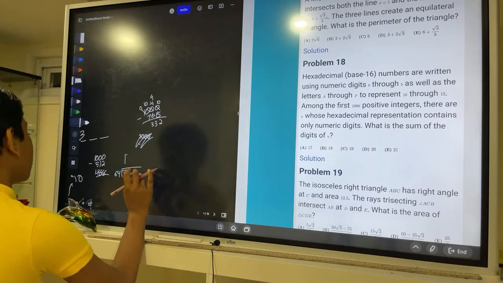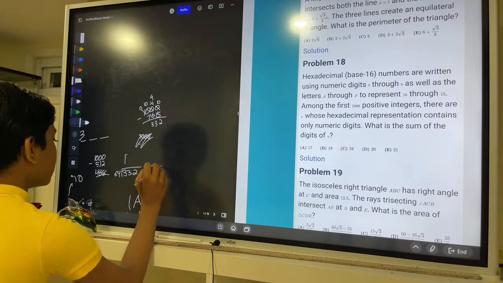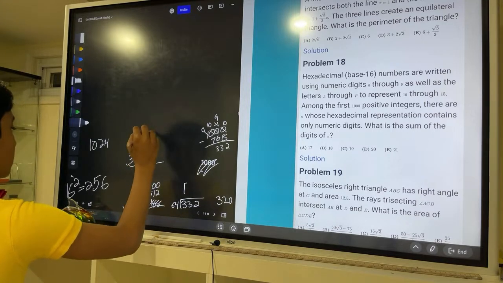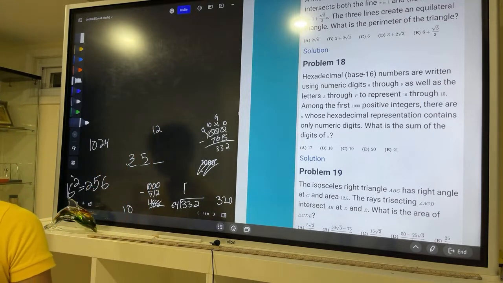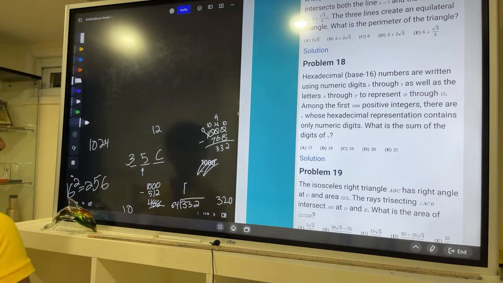Sixty-four goes in quite a few times. I'm gonna say five. And then we have 12, which is this one. A is 10, B is 11, so C is 12. So this should be 1,000 in hexadecimal: 3, 5, C.